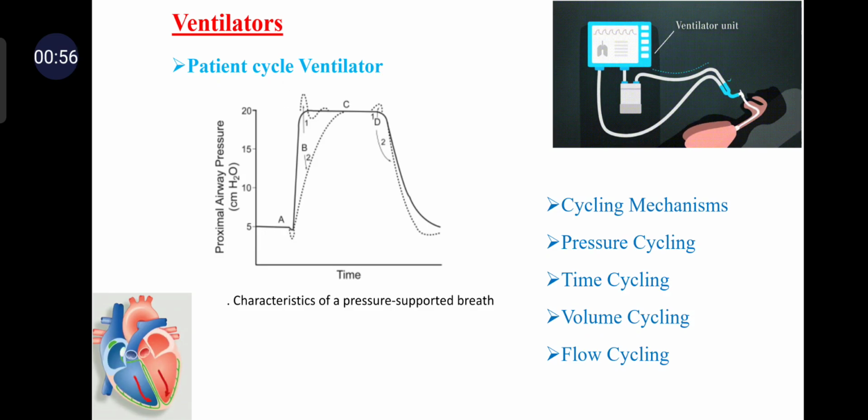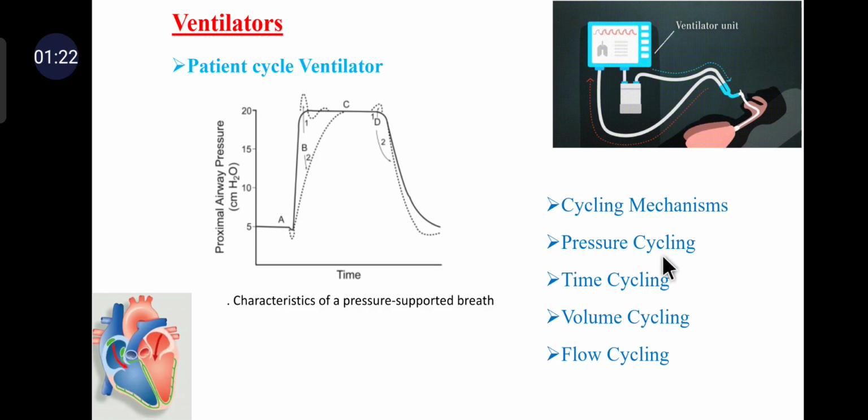The cycling mechanism in patient cycle ventilators means a mechanical ventilator breath occurs after a set value is reached. These values are often referred to as cycle variables. The several variables are pressure cycling, time cycling, volume cycling, and flow cycling. Let us discuss one by one.